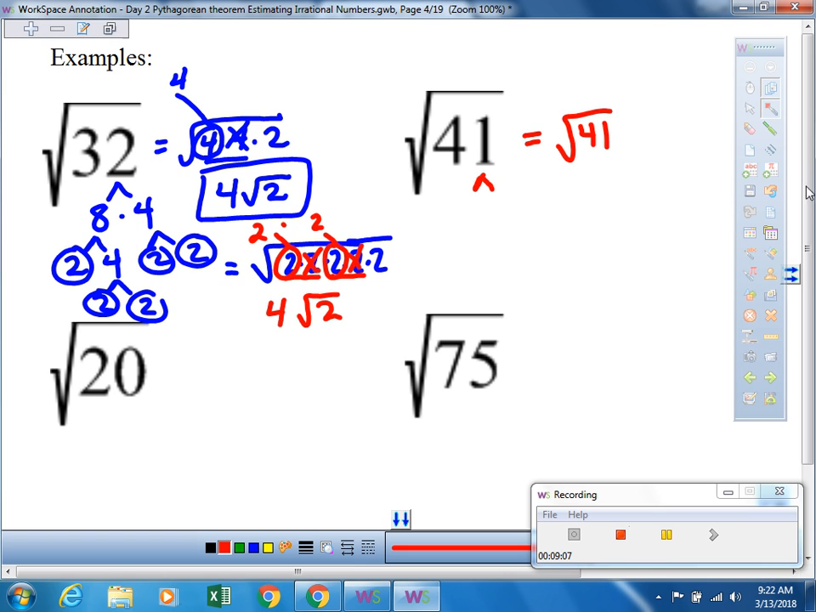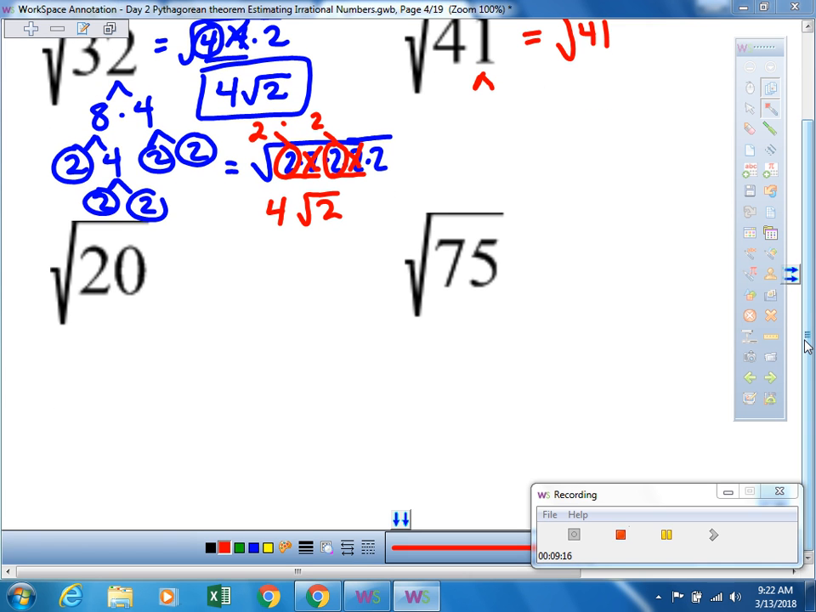All right. So, how can we factor this one? What times what is 75? Nicholas? Oh, we're on this one. We're going to do this one. Sorry. Square root of 75. What times what? Okay, so he said 3 times 25.